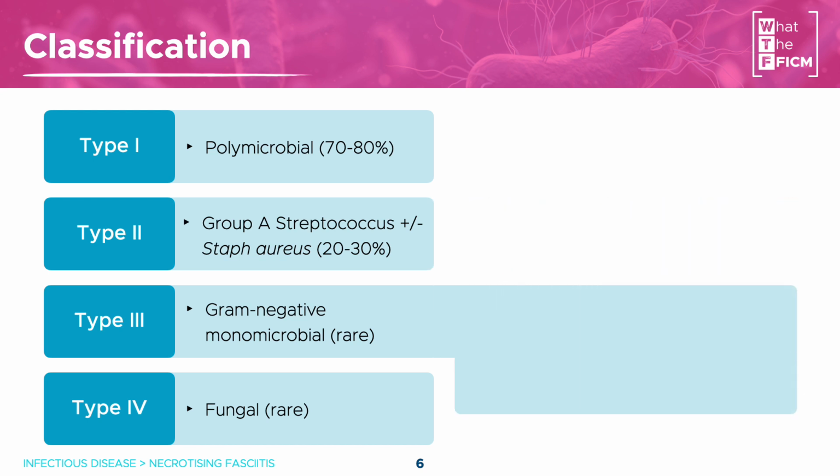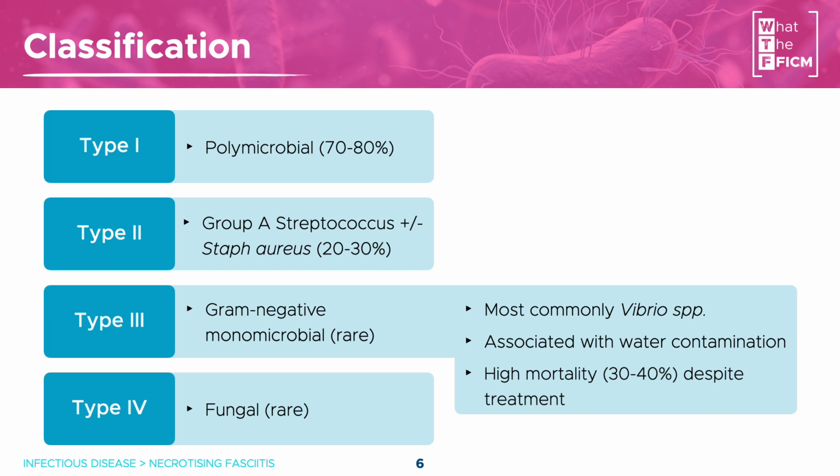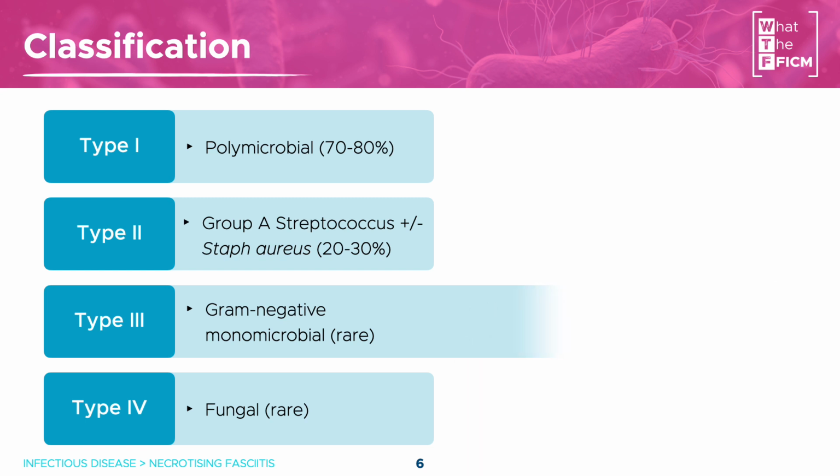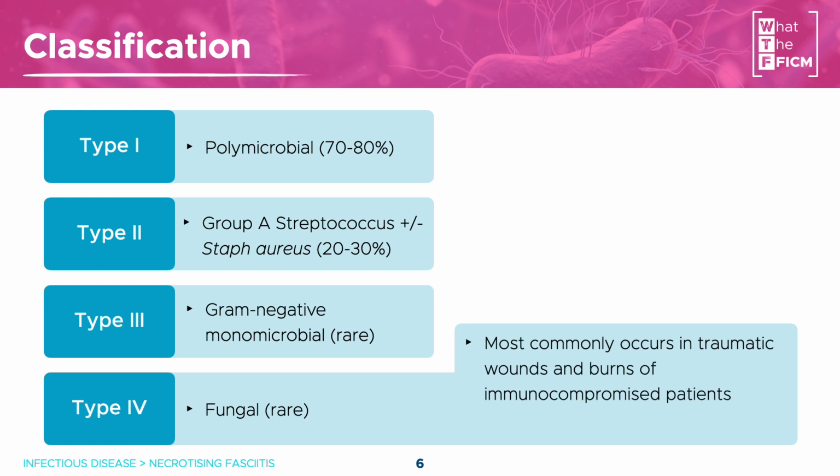In terms of type 3, this is most commonly Vibrio species, and these are associated with water contamination. Type 3 has a very high mortality, around 30 to 40%, even without appropriate treatment. And finally, fungal necrotizing fasciitis most commonly occurs in traumatic wounds and the burns of immunocompromised patients. And this has an even higher mortality, approaching 50%.